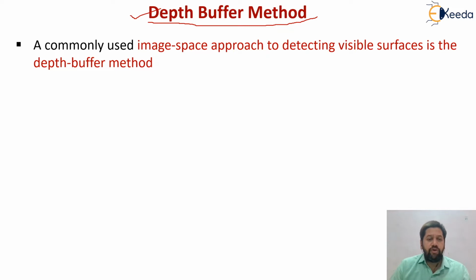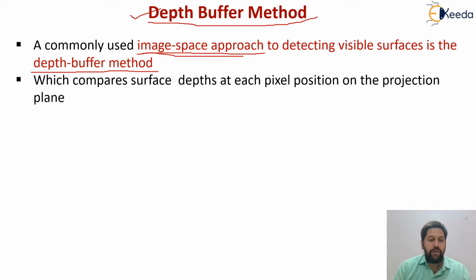This method is commonly used and comes under the image space approach. We have learned there are two approaches: one is the object space approach and another is the image space approach. So this method comes under the image space approach to detecting the visible surfaces, and the name of the method is the depth buffer method.